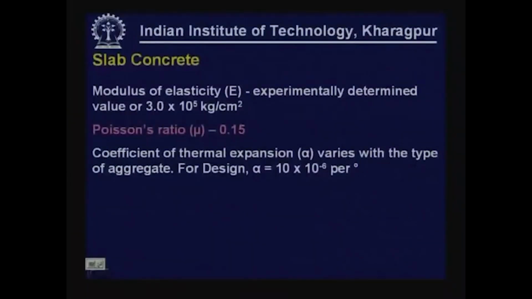These are the typical values only: modulus value to be 3 into 10 to the power of 5 kg per centimeter square, Poisson ratio value as 0.15, and coefficient of thermal expansion, which of course varies with the type of aggregates used, but a typical value can be 10 into 10 to the power of minus 6 per degree.